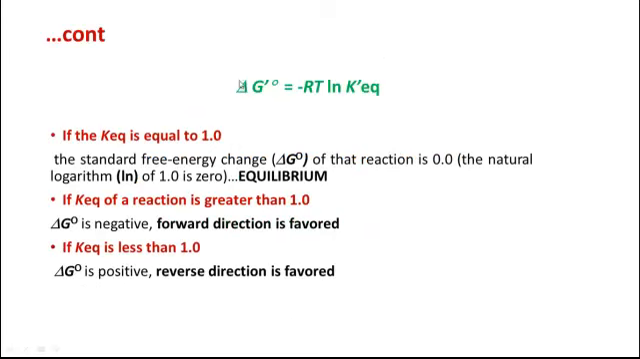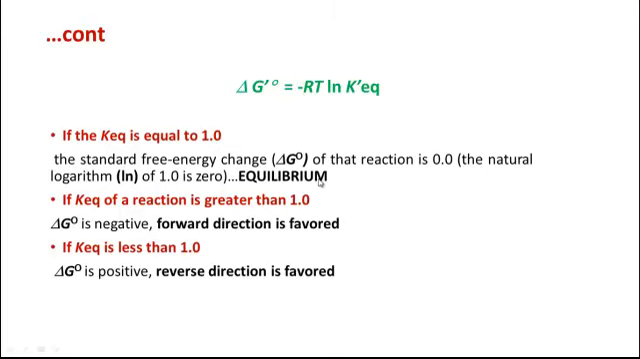So keeping this equation in view, we can say that if the value of the equilibrium constant for a chemical reaction is equal to 1 and we put 1 here, then we know that the natural log of 1 is equal to 0, and when we multiply this 0 with the value of R and T, it is going to give us a total value of delta G equal to 0, which indicates that in this situation the reaction is at equilibrium.